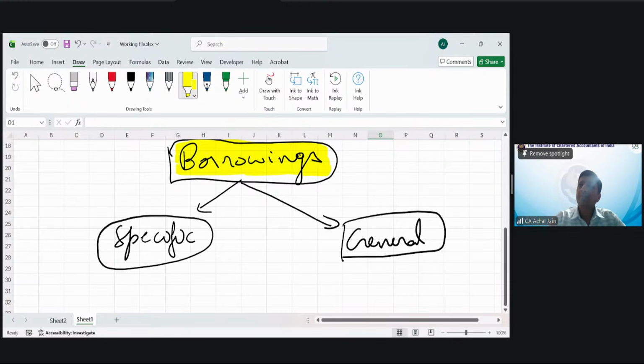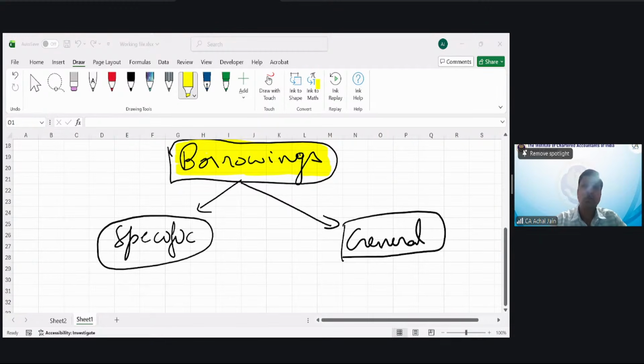Yes or no? So that's why in this case, the interest amount that we have is only in respect of building, which is a qualifying asset. And that's why what will happen? This amount will be capitalized. Entire amount will be capitalized. So when it comes to a specific borrowing, the capitalization becomes very easy. Why? Because entire amount you will compute and you will capitalize.